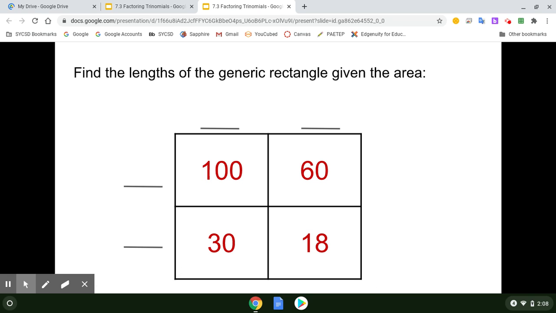Today's lesson goes over section 7.3 on factoring. So to start the lesson in class, I asked everyone to find the lengths of the generic rectangle given the area of the rectangle. So pause the video and see what you come up with.